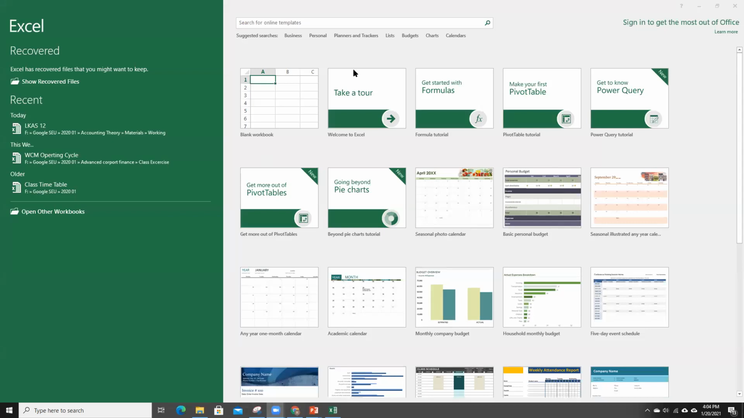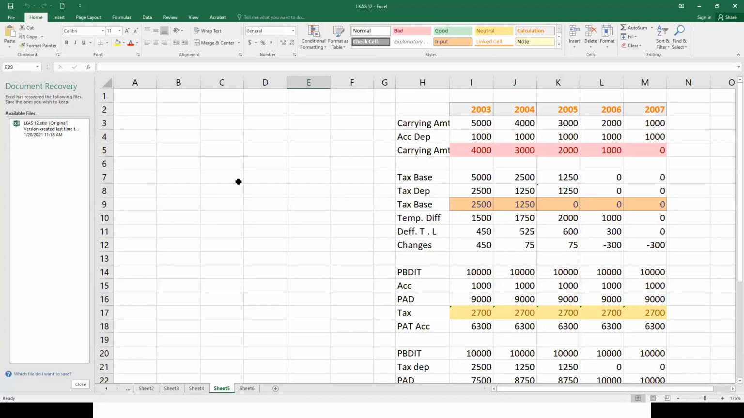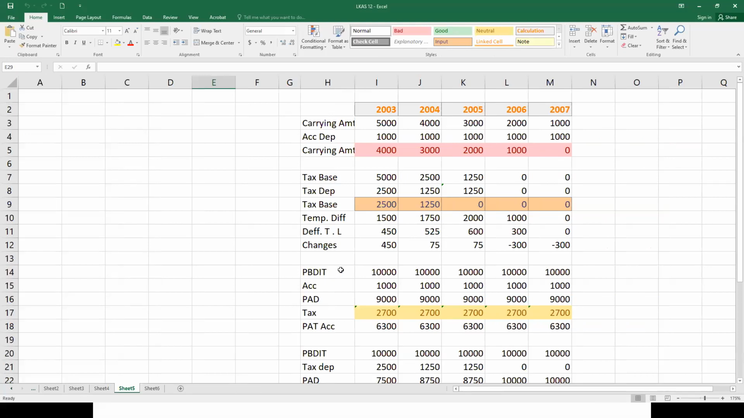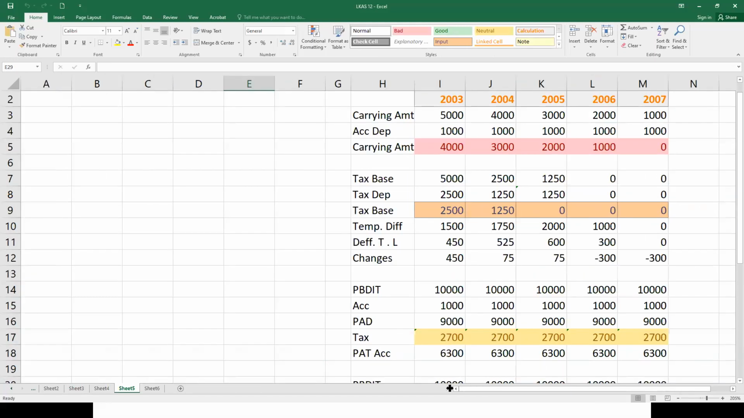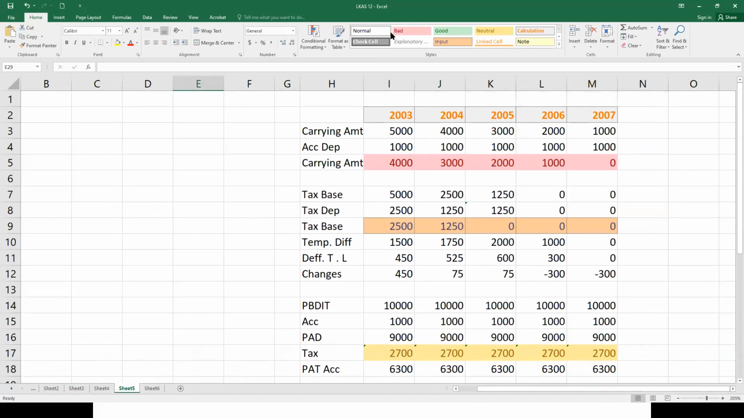Right, I think all of you can see the Excel sheet, isn't it? Can you see? Is it visible to you all? The Excel sheet. Can you see? Yes, sir.